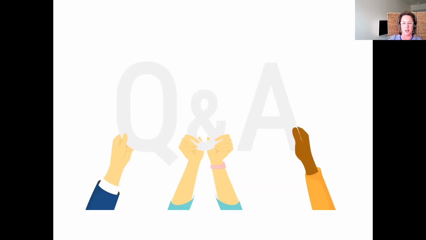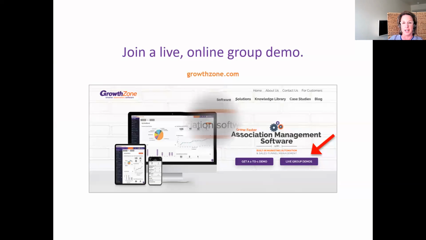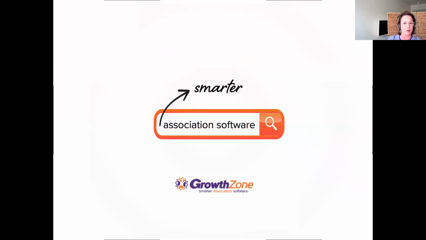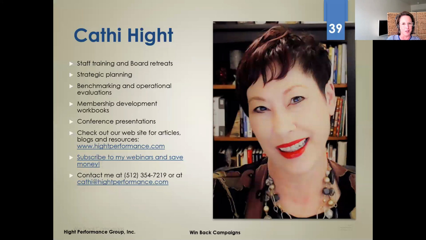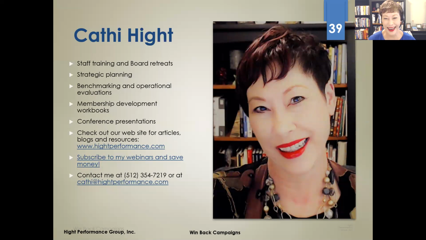That link is also going to be on the page and you can find it in our knowledge library, as well as information on the GrowthZone marketing automation platform. So Cathi has drilled into us that we need to be using marketing automation for renewals and retention. And so there will be information as well on that, on how GrowthZone can help you with that.